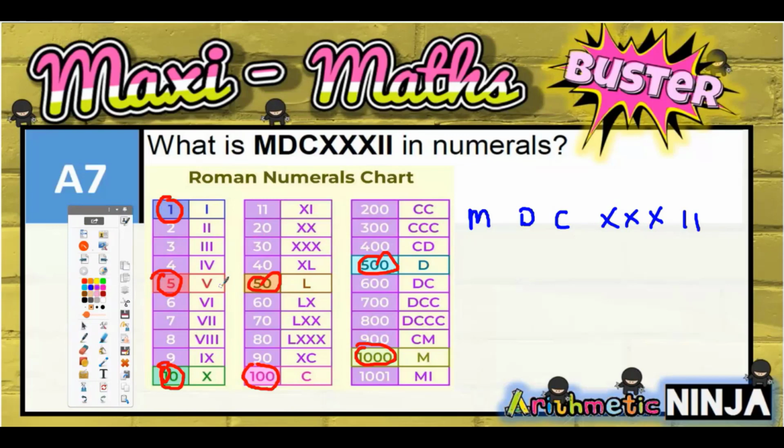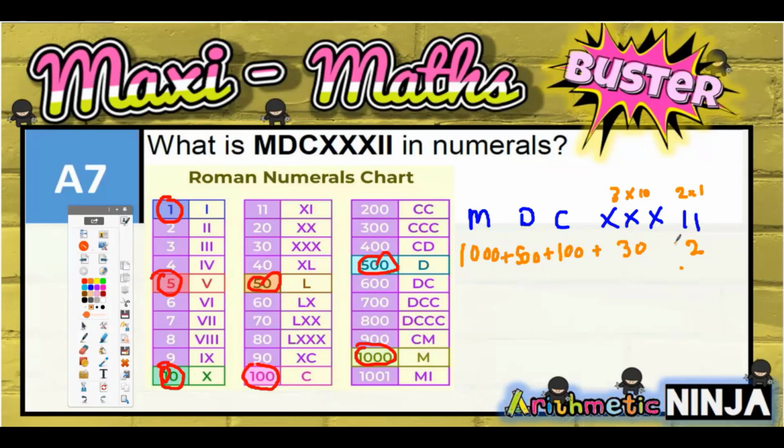So based on this table, we know that M is 1000. So we can write 1000 there. D is 500. C is 100. XXX are all 10s. So 3 lots of 10 is going to be 30. And II is 2 lots of 1, which is going to be 2. So if we string this all together, we're going to add it all together.